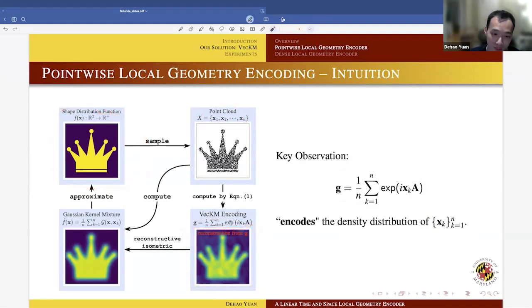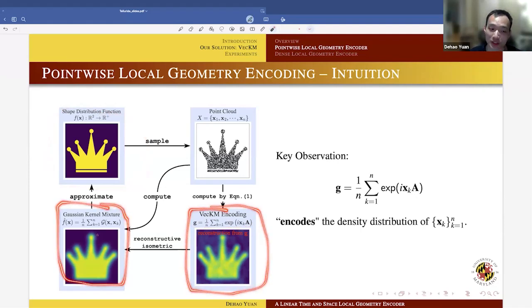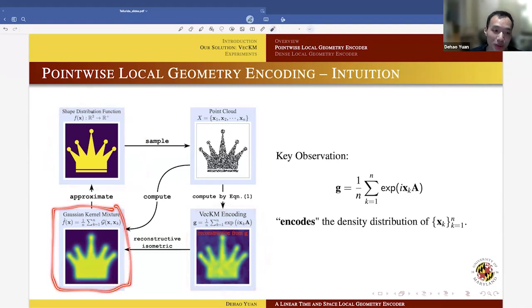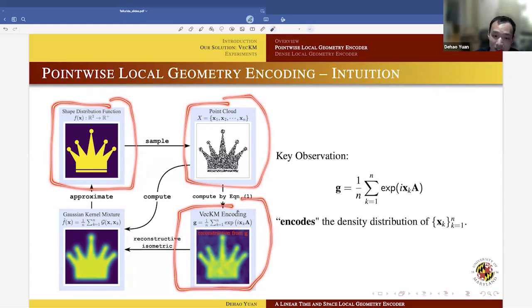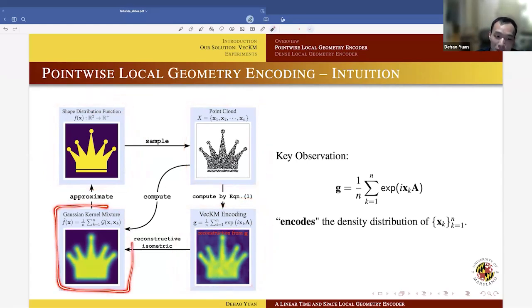Why is this the case? It is because this encoding is essentially vectorizing a Gaussian kernel mixture, and this Gaussian kernel mixture can approximate the original distribution. So it closes the loop. From the distribution function, you sample the point cloud. From this point cloud, you compute the vectam encoding. This vectam encoding approximates a Gaussian kernel mixture, and this Gaussian kernel mixture can approximate the original shape distribution function. That's the reason why the vectam encoding can encode the point cloud: it is encoding the density distribution of the point cloud.